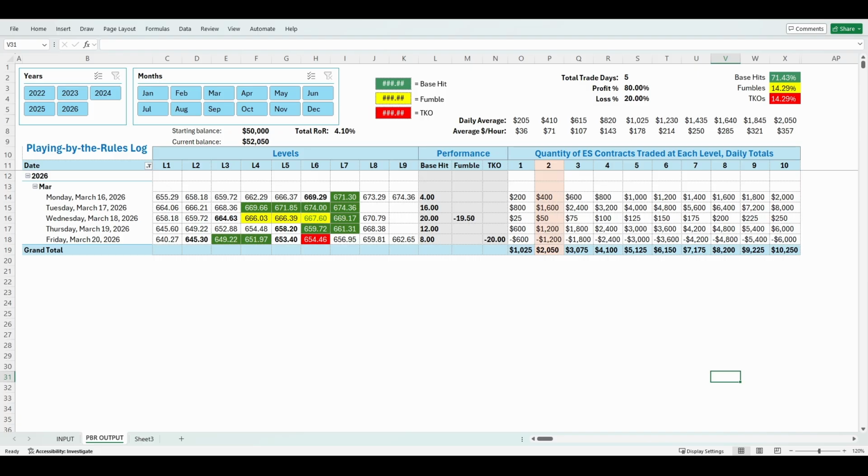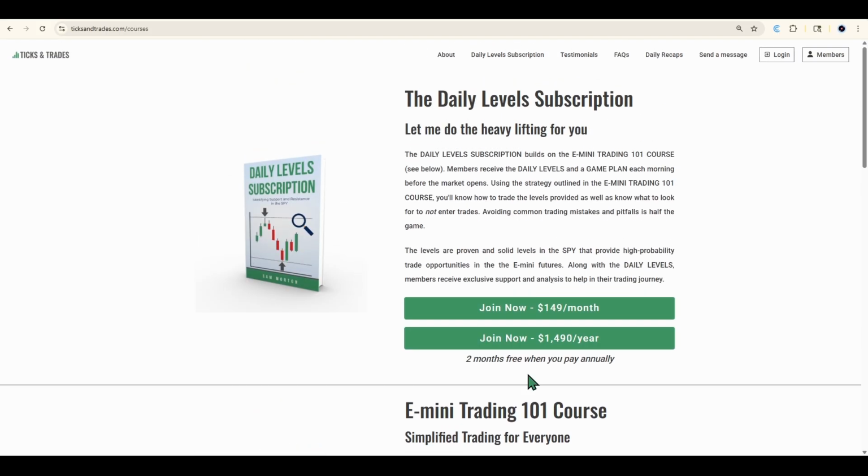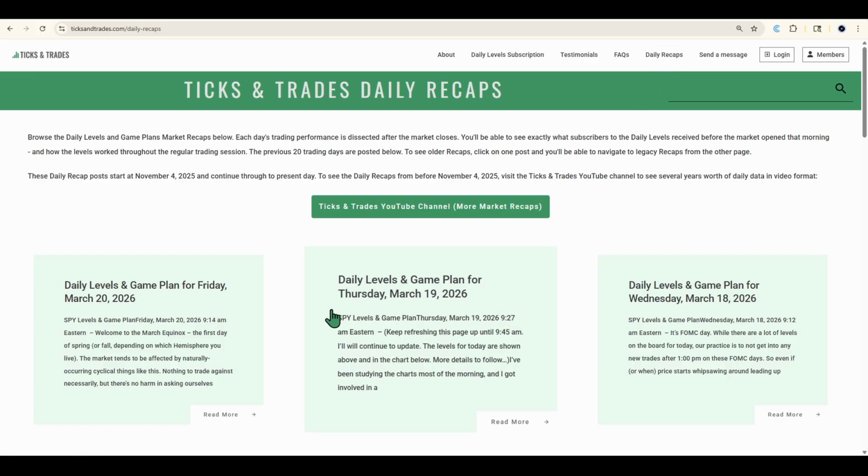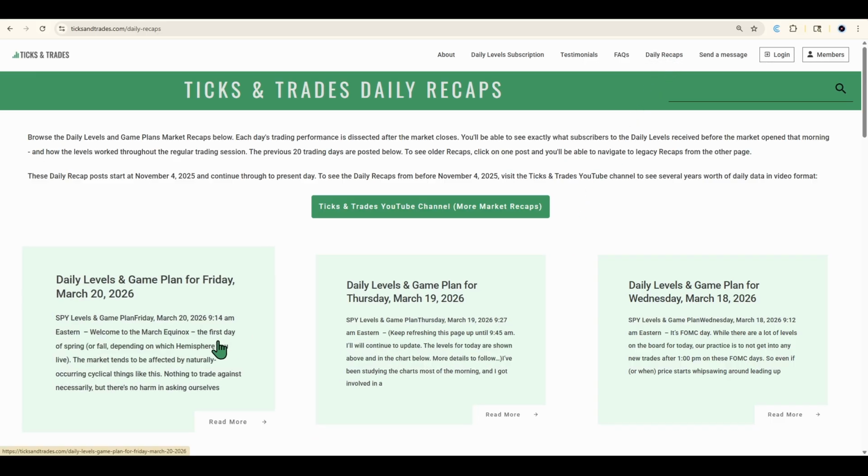And that was on Friday. The rate of return for the week was a little over 4% if each of the levels posted for the day were traded correctly. And again, if you want to read and see in detail how the levels from the morning fared, then just head over to the Ticks&Trades website and go to this daily recaps blog, where you can see the whole picture after the closing bell of each of these trading days.